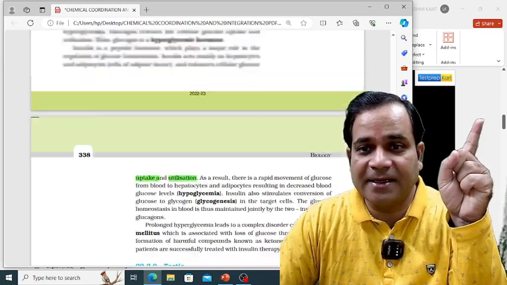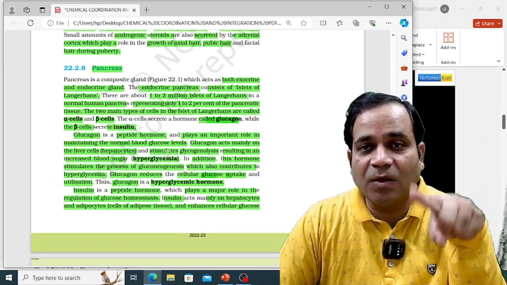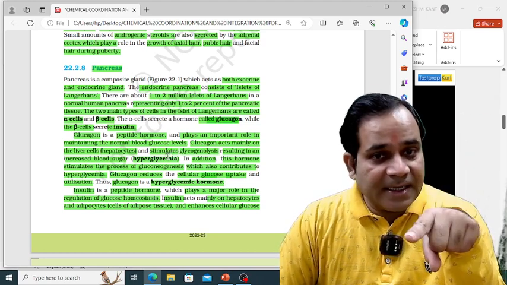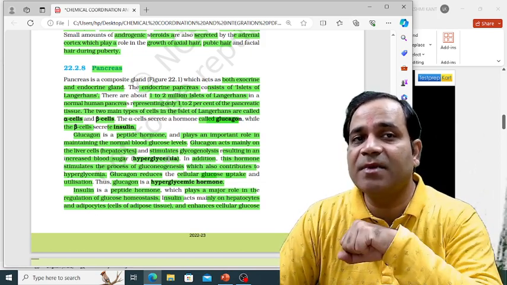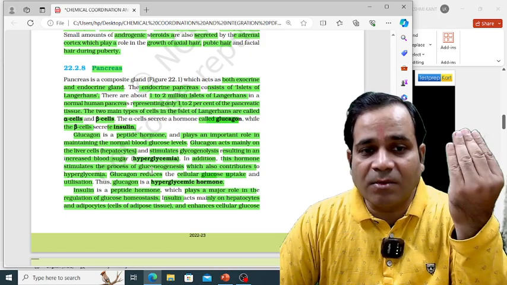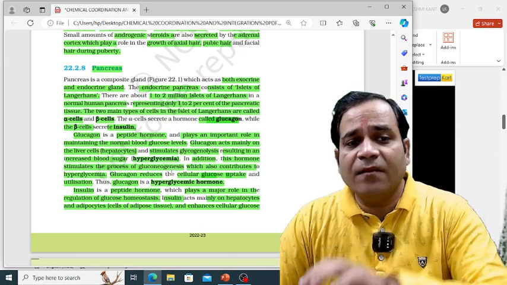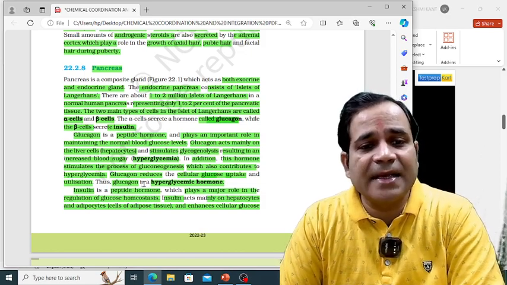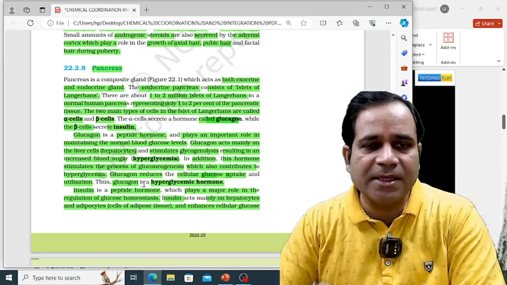Here, glucagon, which is also a peptide hormone, plays an important role in maintaining the normal blood glucose level. Glucagon mainly acts on the liver and stimulates glycogenolysis, resulting in increased blood sugar, hyperglycemia. The hormone also stimulates the process of gluconeogenesis, which contributes to hyperglycemia. As a result of hyperglycemia, the cellular uptake and utilization are reduced.